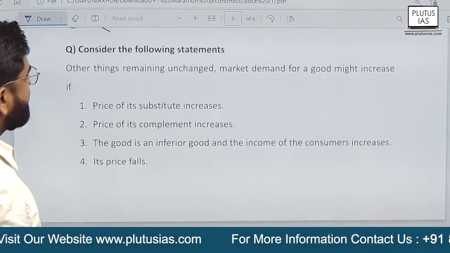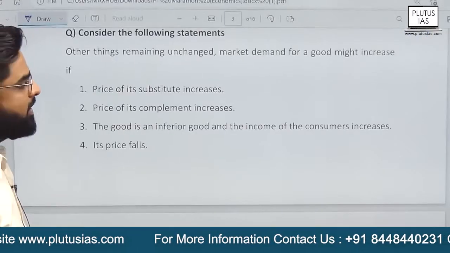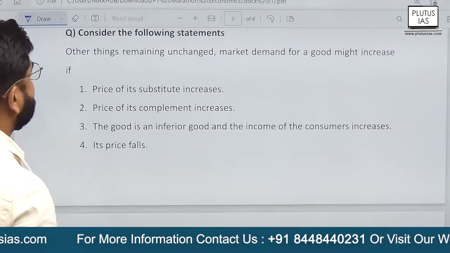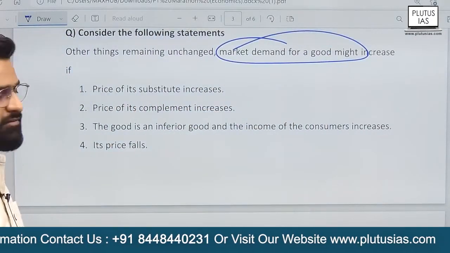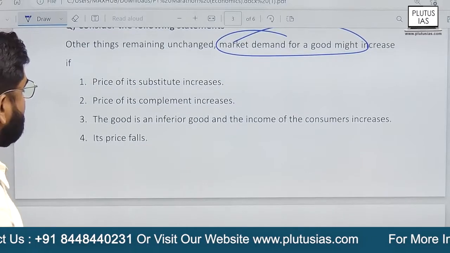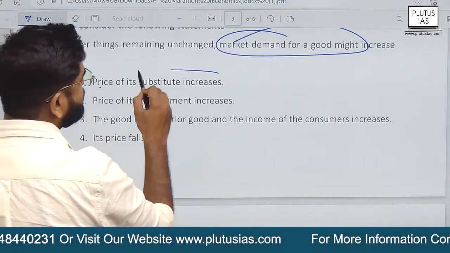अगला देख लेते हैं. Consider the following statements. Other things remaining unchanged, market demand for a good might increase. Market demand for a good. We know various kinds of goods, this and that, and let's see what kind of good they are talking about. Price of a substitute good increases.